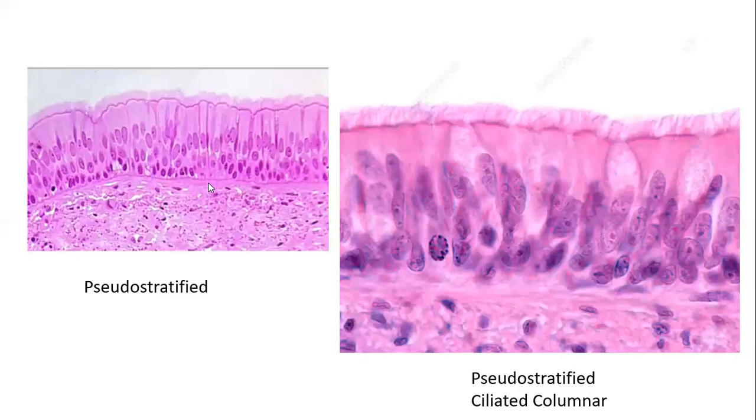Here we have two diagrams representing the pseudostratified epithelium, and you can see the ciliated columnar epithelium on the apical surfaces of the cells, and you can see the variable levels of nuclei in a single layer of cells. This is also another example of a diagram showing ciliated columnar pseudostratified epithelium.